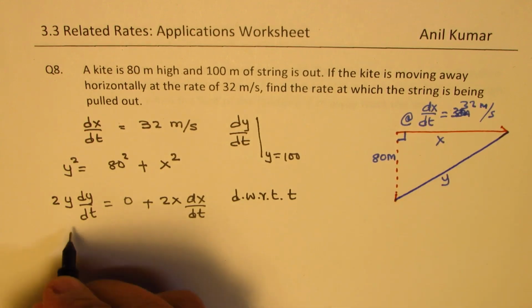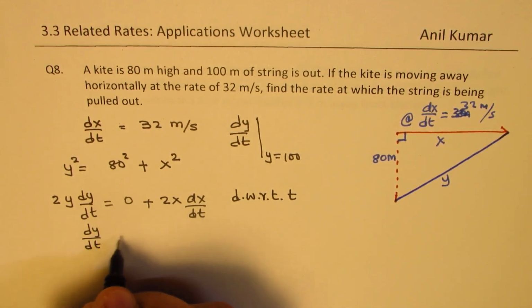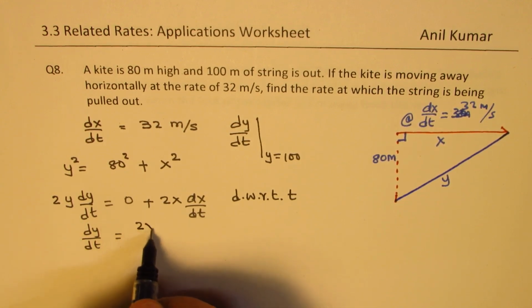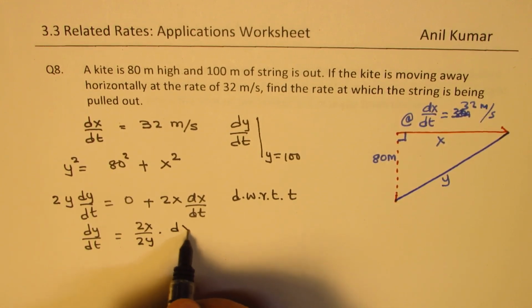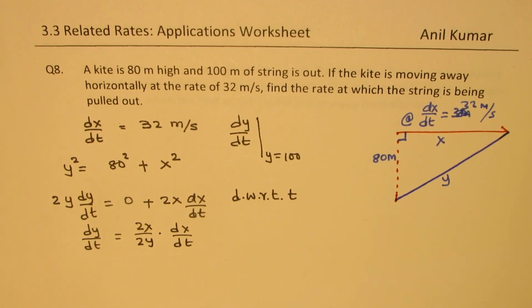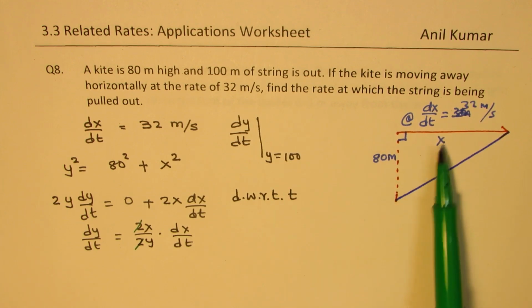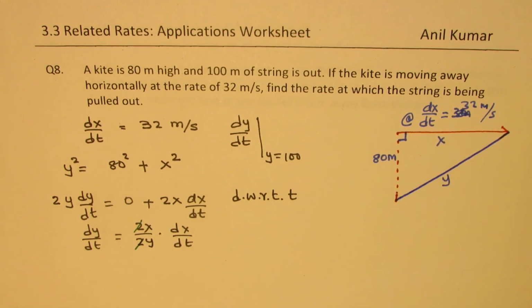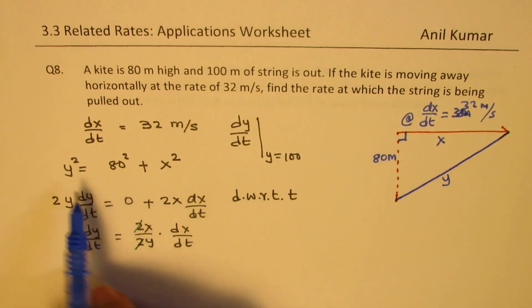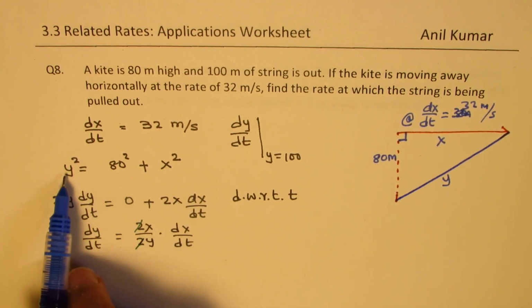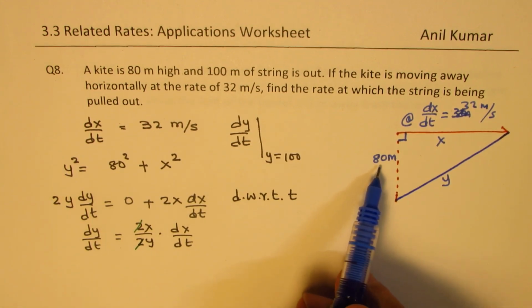We need to find what dy/dt is. So dy/dt is basically equal to 2x over 2y times dx/dt. That's what it is. Now, of course, 2 and 2 will cancel. So we get our relation dy/dt is x over y times dx/dt. Now, in this relation, we have x also, right? Do you see that? But we know what y is. We have to figure out what x should be. So to find x, we'll have to use this relation and find what is x when y is 100, correct? That is the whole idea.